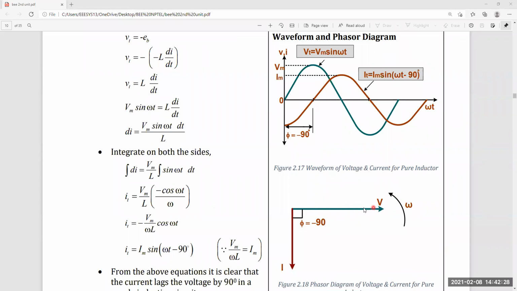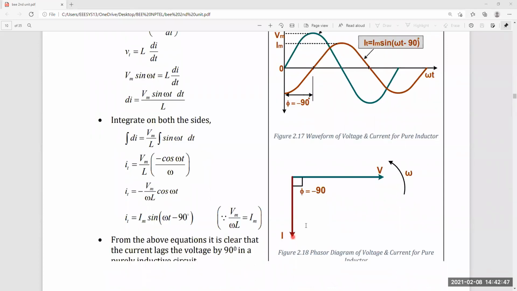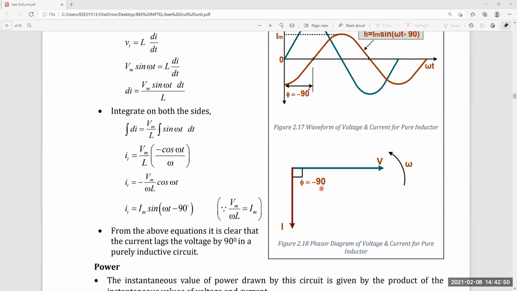Across the inductor, it does not oppose the voltage; it opposes only the current. That's why the voltage is in phase with the reference, but the current lags the voltage by 90 degrees. So phi is equal to minus 90 degrees. Then what is the power factor? Power factor is the cosine of the angle between voltage and current. The angle here is 90 degrees, cos 90 is 0. For a pure inductor the power factor is 0 lagging.